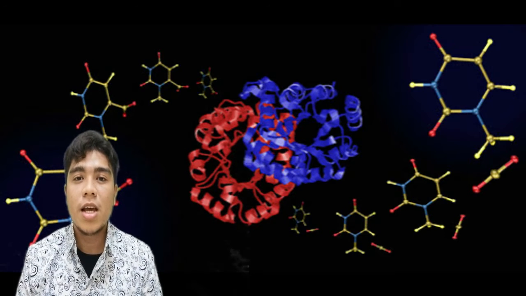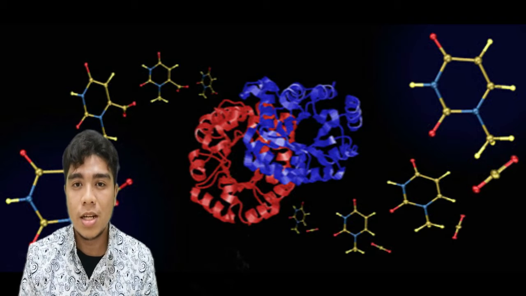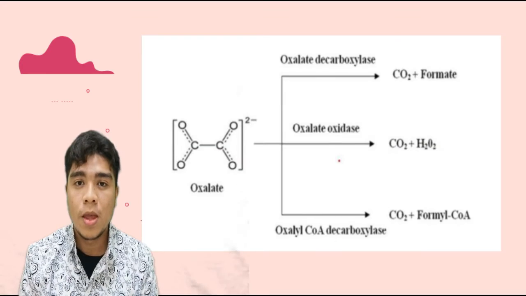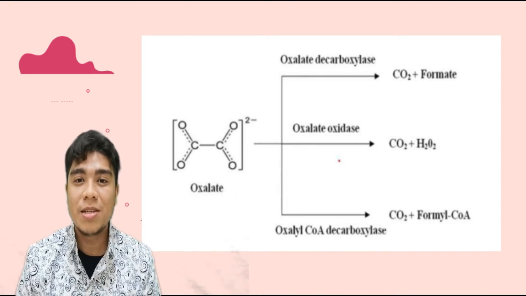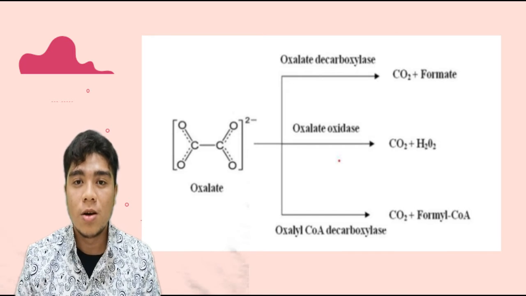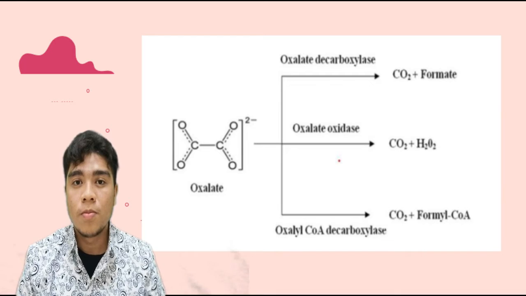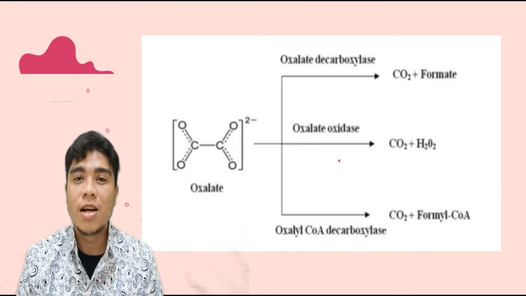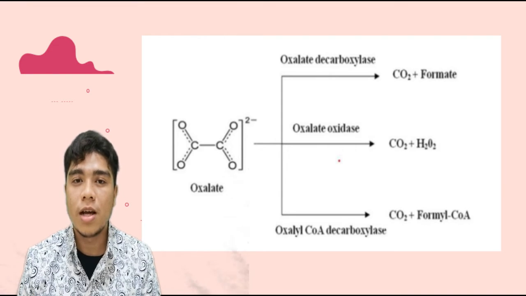The concept of using enzyme in this method is to degrade oxalate salt into smaller fractions and form carbon dioxide. Different enzymes used will give different yield. Based on the mechanism given, when oxalate decarboxylase is used, oxalate will degrade into formate and carbon dioxide. When oxalate oxidase is used, carbon dioxide and hydrogen peroxide will be produced. By applying oxalate-CoA decarboxylase, oxalate degrades into formyl-CoA and carbon dioxide.